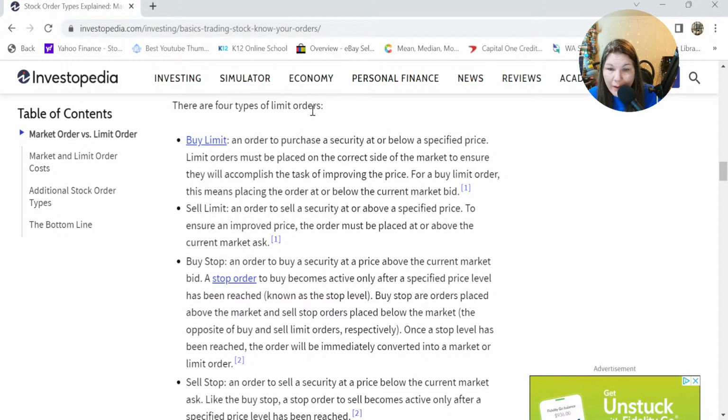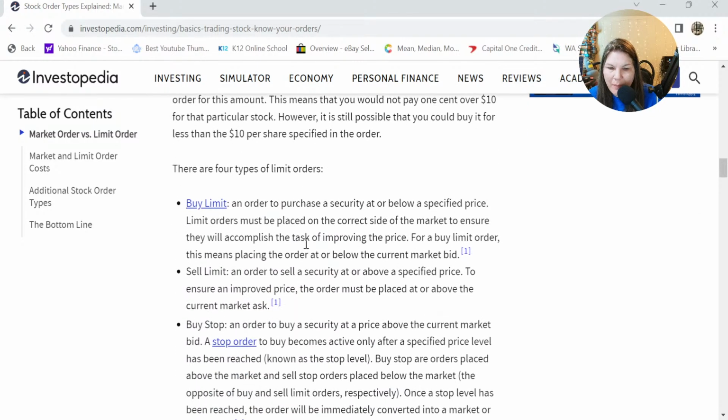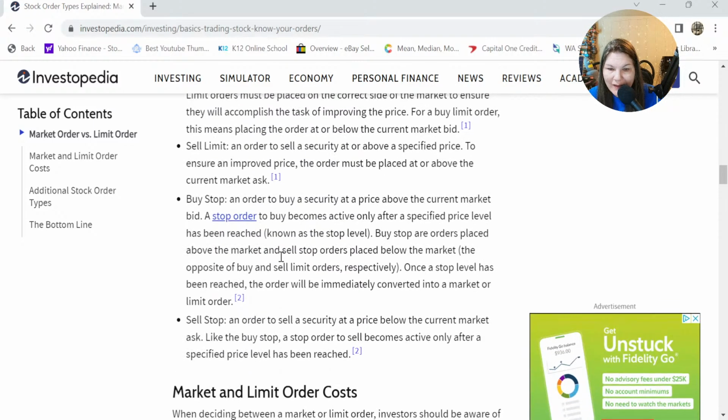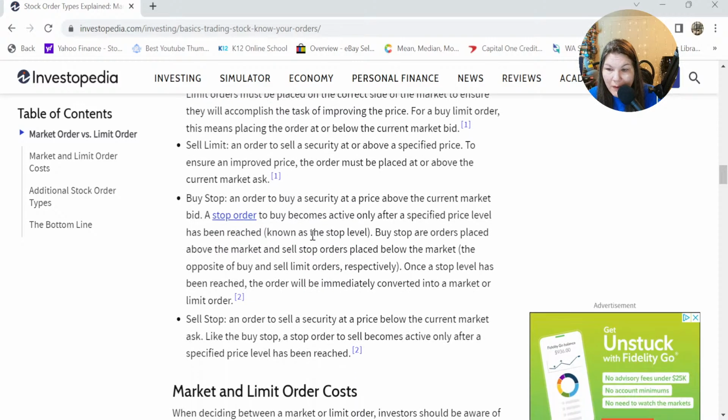Today, there are 4 types of limit orders, and those we did not go over. So a limit order is sometimes called a pending order, and you could set the amount. A buy limit is an order to purchase a security at or below a specified price. Limit orders must be placed on the correct side of the market to ensure they will accomplish the task of improving the price. For a buy limit order, this means placing the order at or below the current market bid. A sell limit is an order to sell a security at or above a specified price to ensure an improved price. The order must be placed at or above the current market ask.